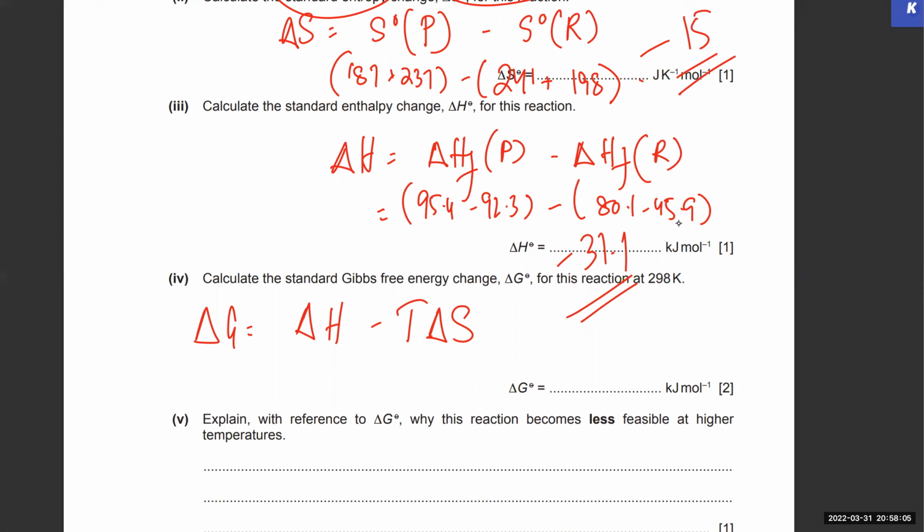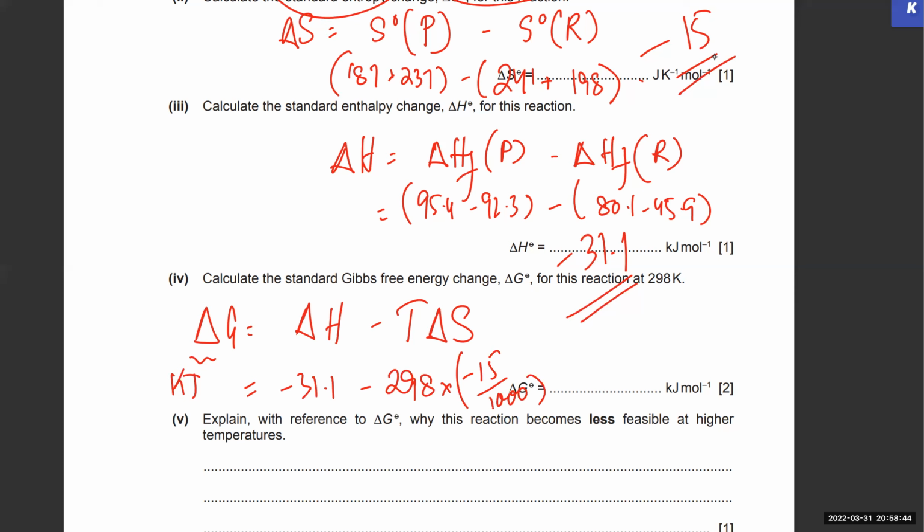Yeah. And remember the units. Enthalpy is always calculated in kilojoules. Entropy is calculated in joules. So be careful about the units. So you have to convert the units into delta. Gibbs free energy is usually in kilojoules. So you would have to divide this by 1,000. So it's going to be delta H is minus 31.1 minus 298 multiplied by delta S, which is going to be minus 15 divided by 1,000. So make sure you divide that by 1,000 and you'll get your answer.